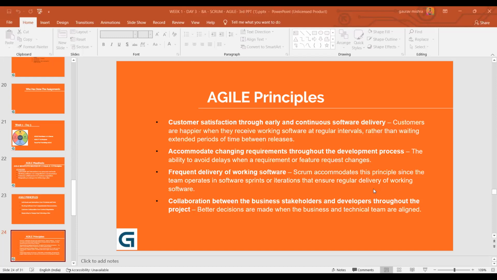So Scrum accommodates this principle since the team operates in sprints or iterations that ensure regular delivery of working software. Imagine again, you are in a garage, your vehicle is being serviced, and the front part is done, and they call you and tell you, hey, Mr. So and so, or Miss So and so, this part was damaged and we just now repaired it.